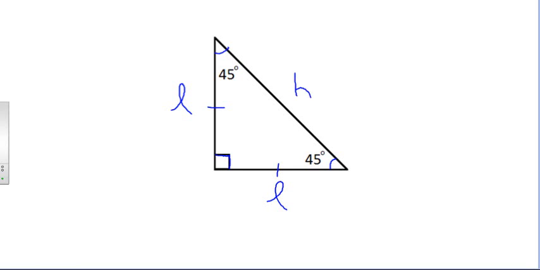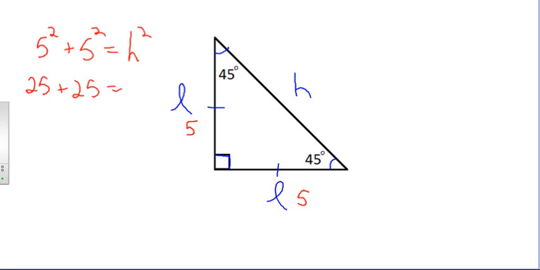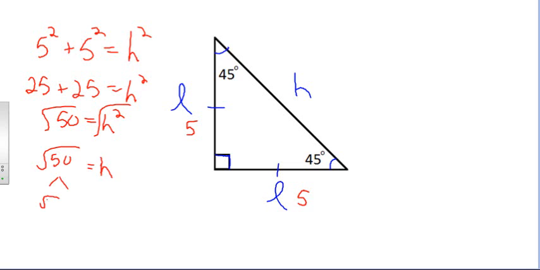Let's pretend for a second that L was 5. If this leg is 5, then the other leg down here would also be 5. So I can figure out what the hypotenuse is by using the Pythagorean theorem. When I do a squared plus b squared, my other leg squared, is equal to c squared, I get 5 squared plus 5 squared is equal to h squared. That's 25 plus 25 is h squared, or in other words, 50 is h squared. To solve for h, I would square root both sides, so h is the square root of 50, which can be split apart into the square root of 25 times the square root of 2, or 5 square roots of 2.